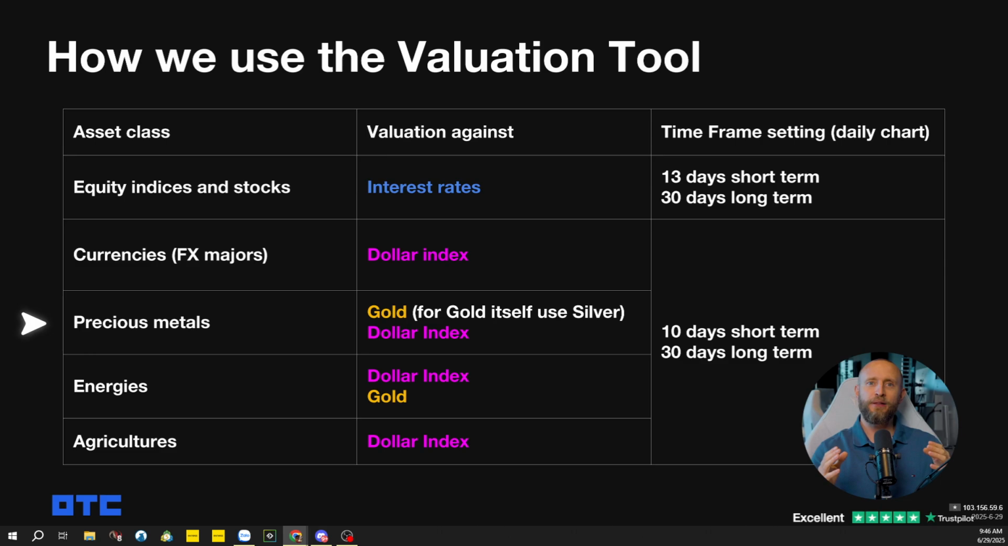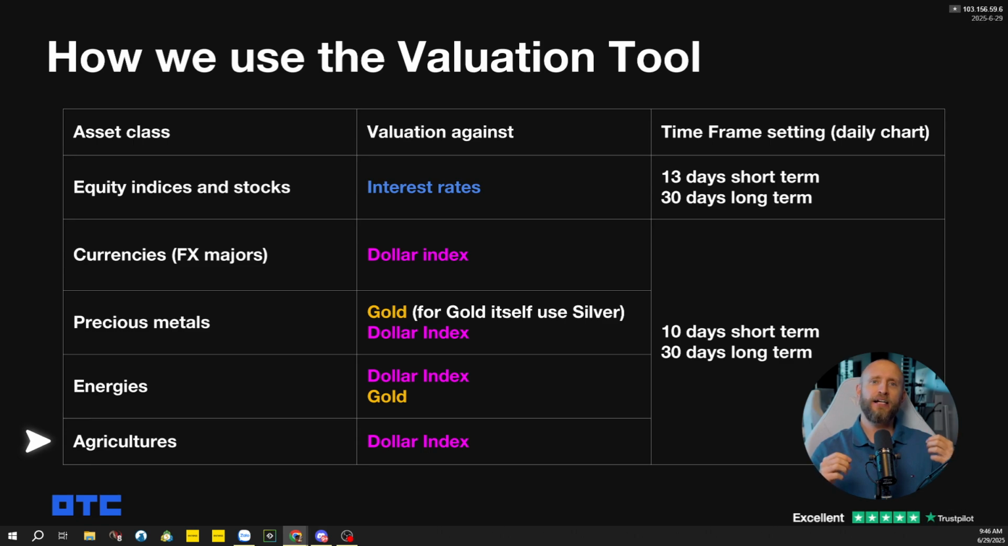For precious metals, use gold and the dollar index as benchmarks, except for gold itself, where silver serves as a substitute. Stick to a 10-day look back for short-term trends and 30 days for long-term perspective. For energies like crude oil and natural gas, compare them against both gold and the dollar index, maintaining a 10-day look back for short-term movements and 30 days for longer-term trends.